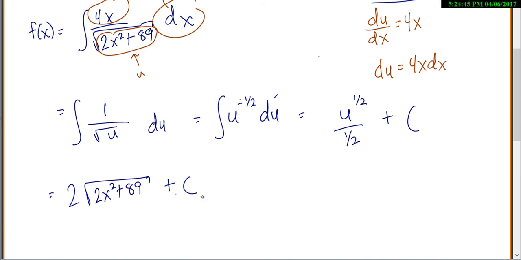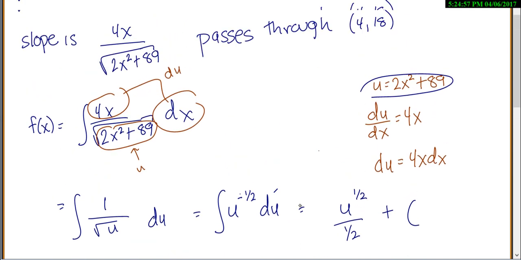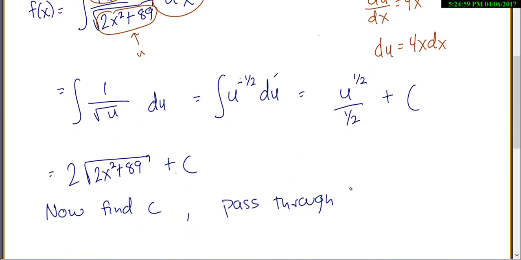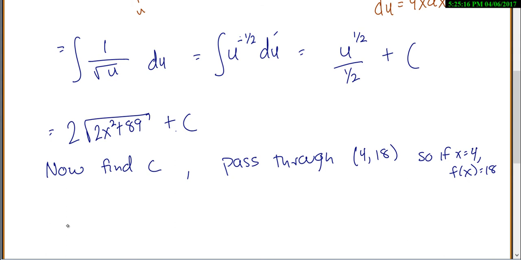Now how do we find c? So we know we're supposed to pass through the point (4, 18). So if x equals 4, f of x equals 18. Right now we have f of x equals 2 square root of 2x squared plus 89 plus some unknown constant c, and that's what we're going to find here.